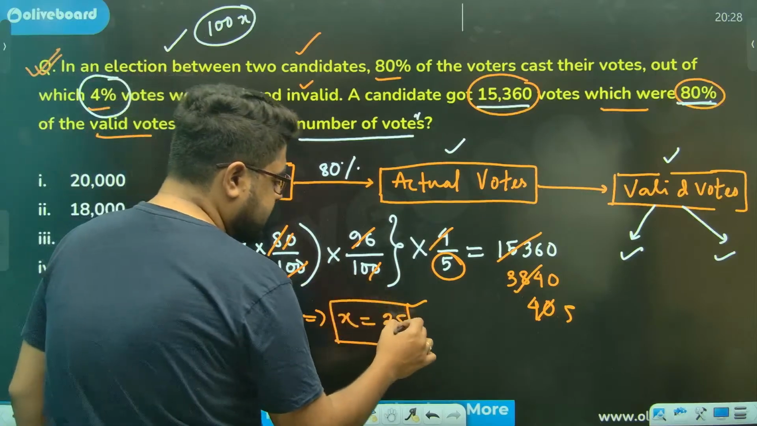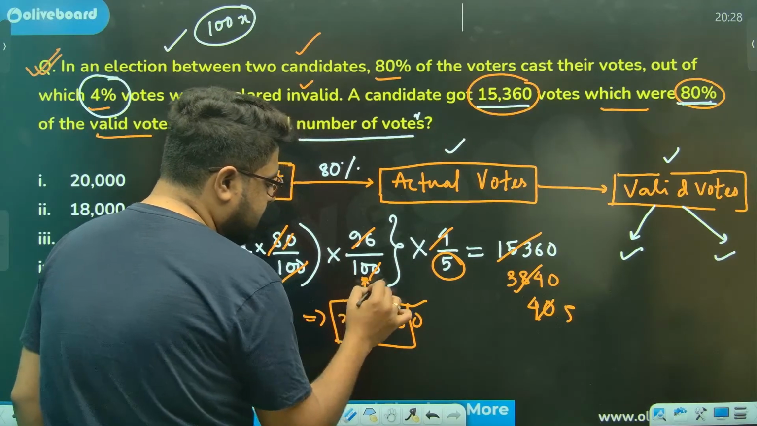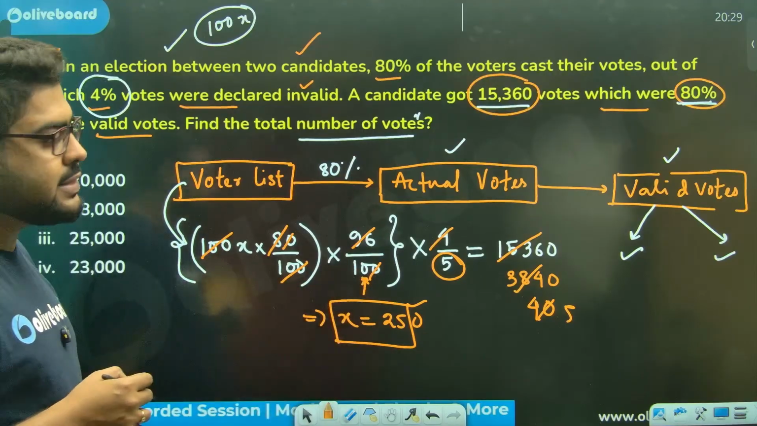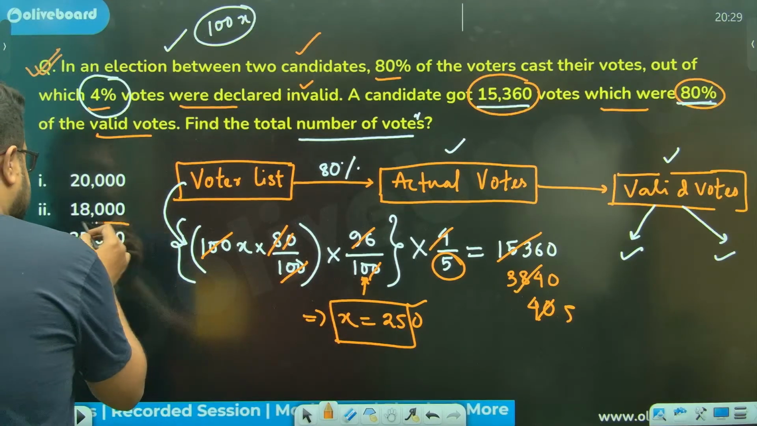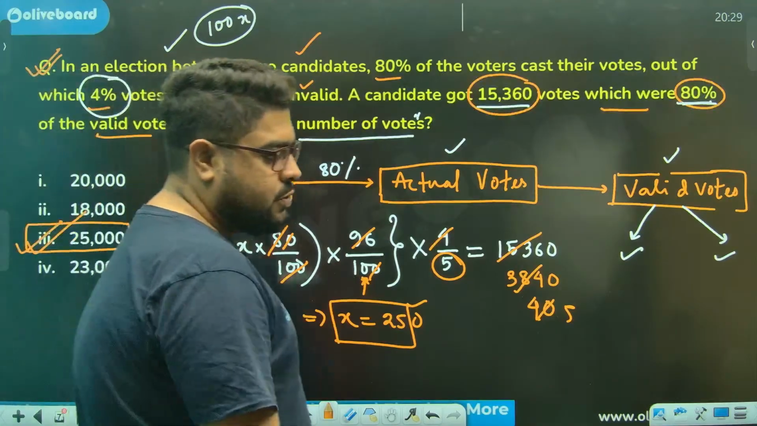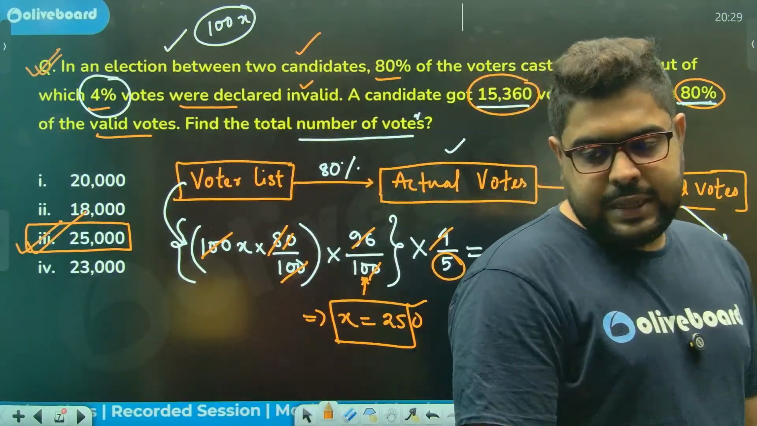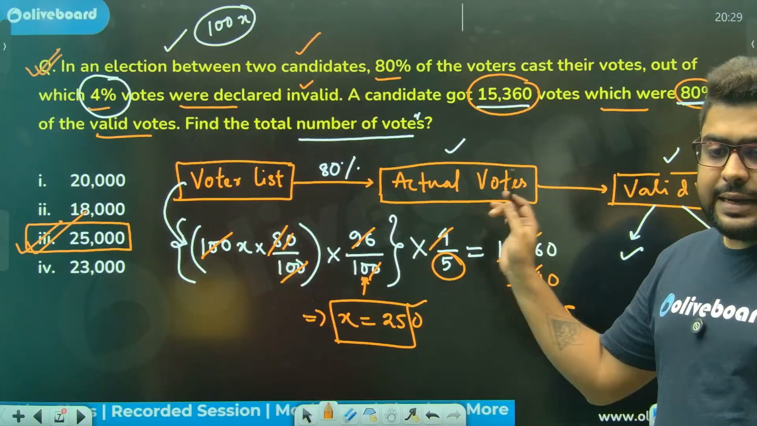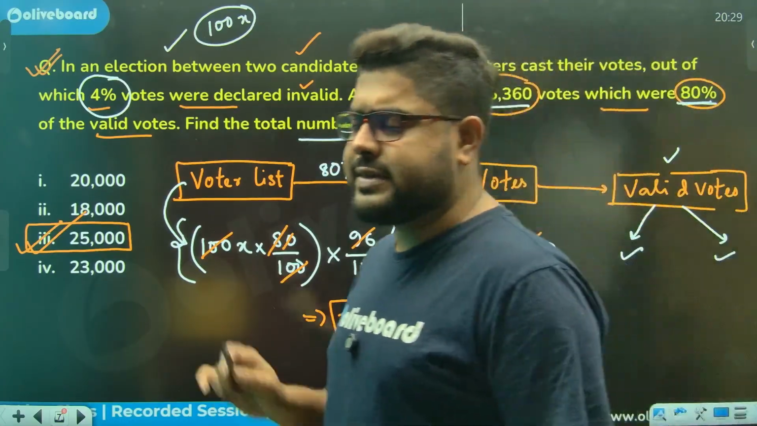No, sir. This is 250. There was another 0, we missed. This 10 cancelled, another 0 was there. So my answer will be, sir, 250 into 100, 25,000. That is my answer, sir. Again, this is also a very recent question, not very old.